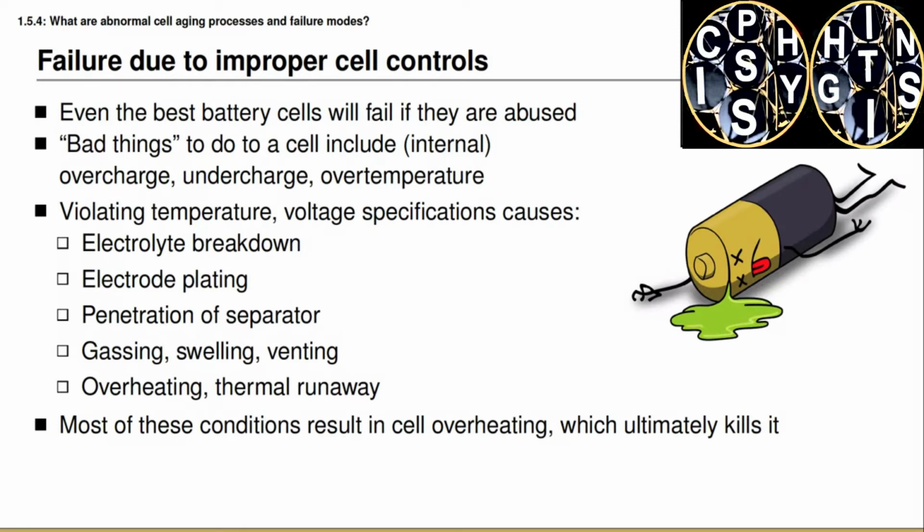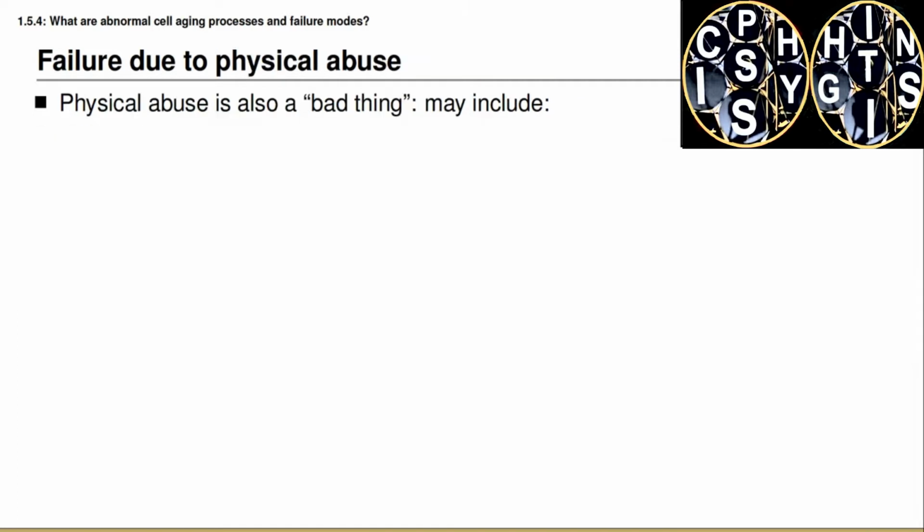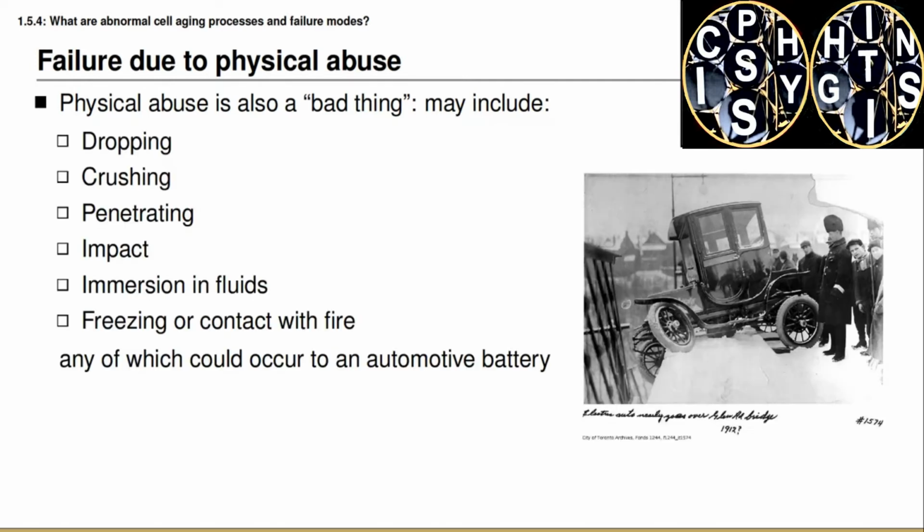Most of these conditions, one way or another, end up with the cell overheating, and that's what ultimately causes it to fail. In addition to all of those things, mechanical or physical abuse is also a bad thing. Physical abuse of a battery cell might include dropping it or crushing it or penetrating the package or impacting it or immersing it in fluids or freezing it or placing it in contact with fire. Any of these things could appear in an automotive battery pack.